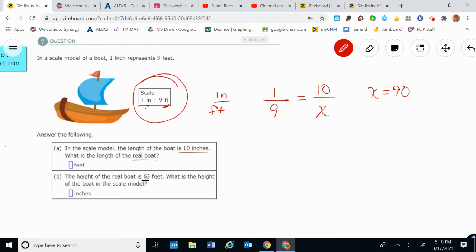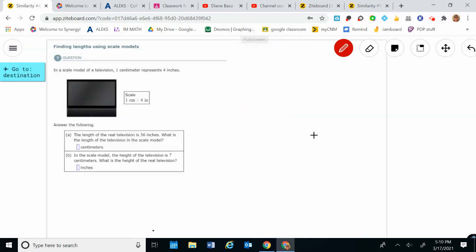Okay. The height of the real boat is 63 feet. What is the height of the boat in the scale model? So notice they gave us feet. So we're still going to use the scale, but now we're going to plug in the bottom and put the x on the top. So we're going to get 9x equals 63. So x is equal to 7 what? Inches. Because we were on the top with inches and we were talking about the model. So be careful about units. Sometimes the problem gives you the units and sometimes it doesn't.